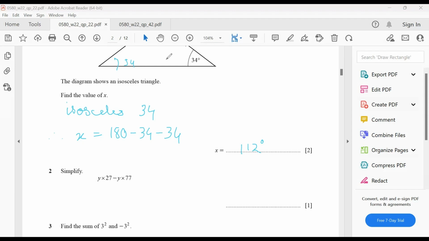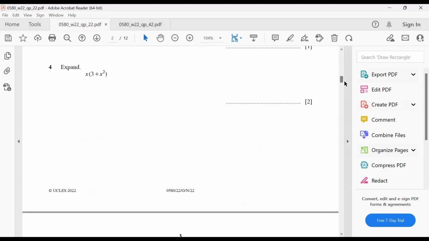Now let's look at the second question. The question is simplify. So according to me, the easiest way to do this is first multiply them, because in BODMAS multiplication comes before subtraction. So we get 27y minus 77y. So that will give us minus 50y. I think we're all good till question 2. Let's move on to question 3.